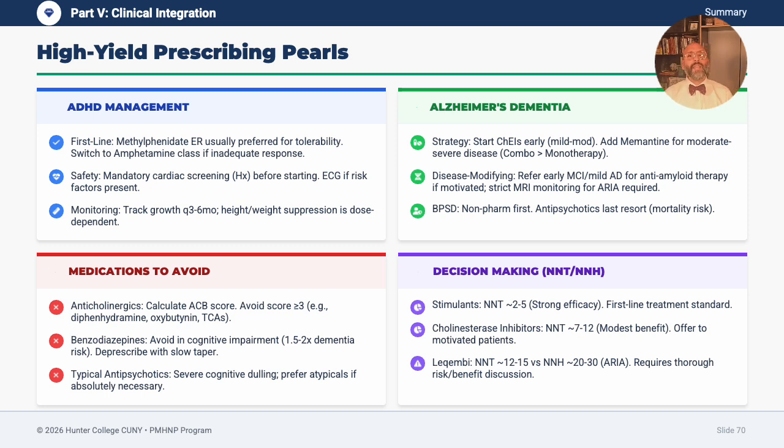Finally, decision making should always be framed by the number needed to treat and the number needed to harm. Stimulants have very strong efficacy. Cholinesterase inhibitors offer modest benefit. The lecanemab requires careful risk-benefit discussion. So the unifying principle is be deliberate and consider cognition preservation when you are prescribing.